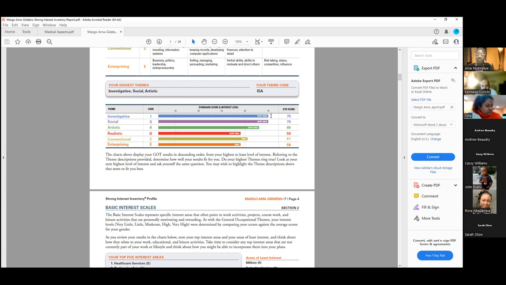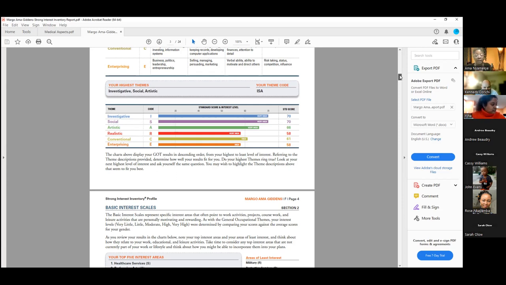And then you also see here the standard score, the general population is 70, because there could be some variation, right? And this, like I said, will tell you who you are, what you want to do, how you want to do it, where you want to do it. I forget the other two, but these are primary.